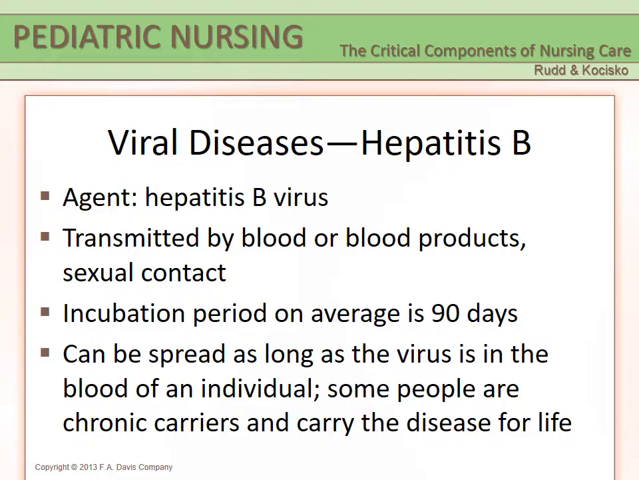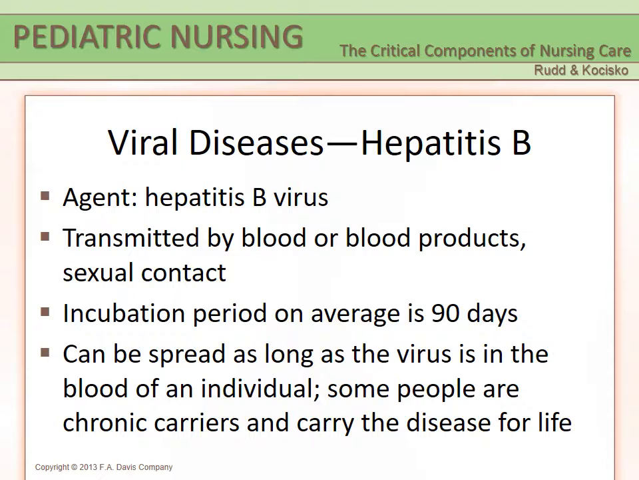Next, we have hepatitis B. Of course, caused by hepatitis B virus, transmitted by blood or blood products or sexual contact. Incubation period for this is about 90 days. It can be spread as long as the virus is in the blood of an individual, and some people are chronic carriers and carry the disease for life.